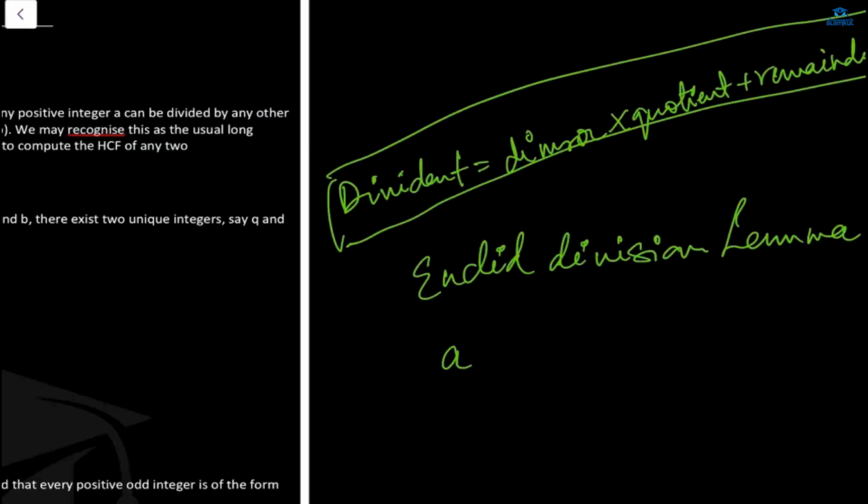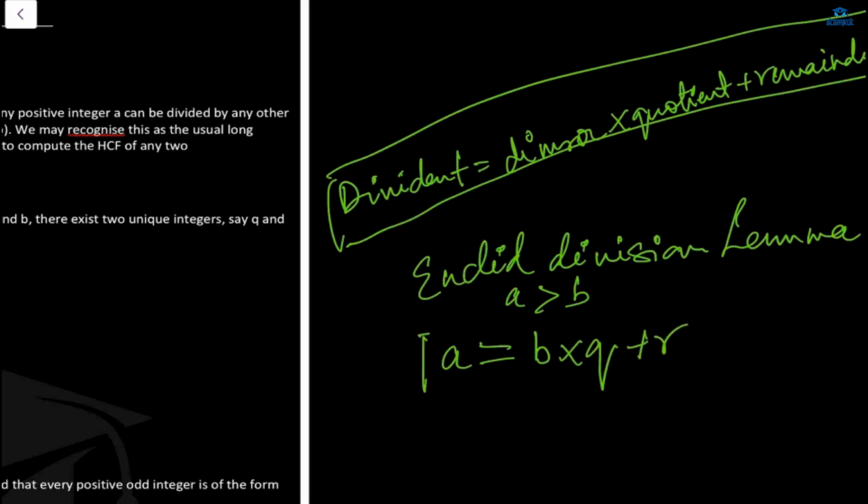If you are taking two integers a and b, a should be greater than b. So a will be the dividend. The bigger one will be the dividend. Remember this. So if I'm taking two integers a and b, and a is bigger, then a is the dividend. b will be the divisor. We will be taking two numbers: one is the quotient and the other is the remainder.